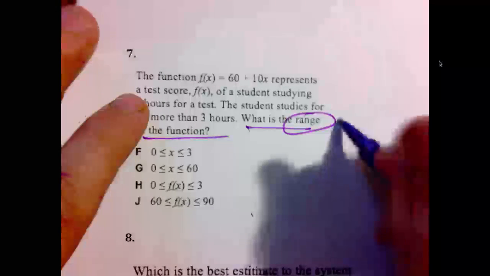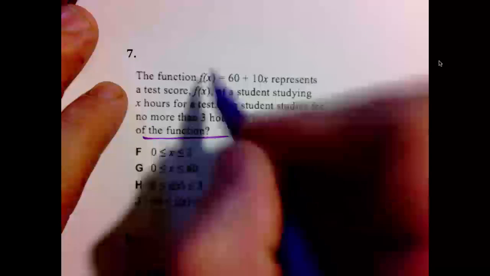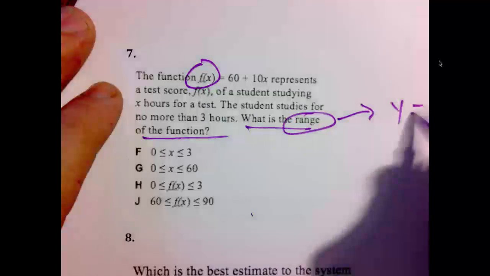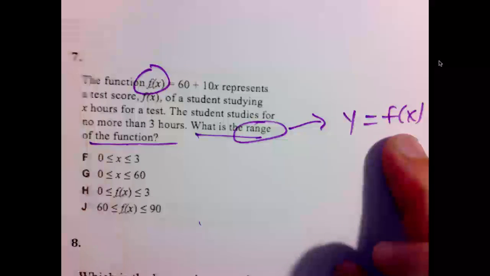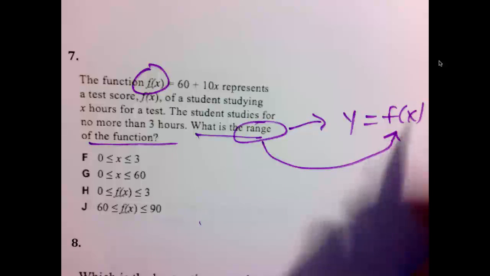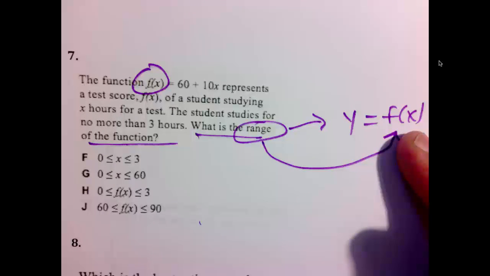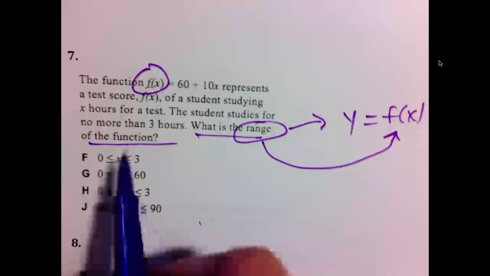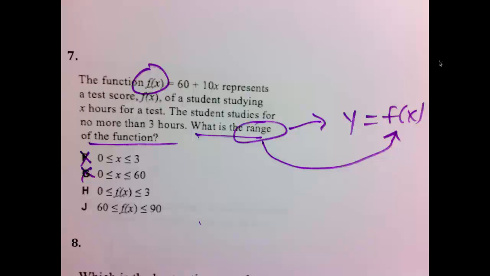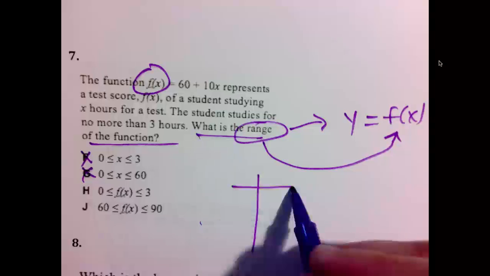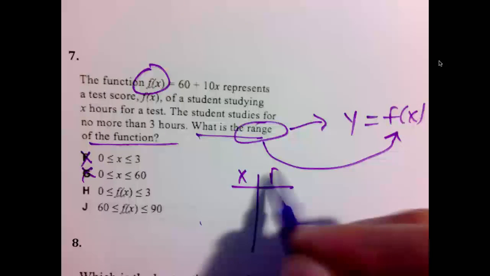Number 7. Get to the question sentence. What is the range? Well, range is the y. In this case, instead of y, we have used f of x. So, we're looking for the f of x. The range is the set of possible outputs. In this case, the output we're denoting with f of x. Definitely not f and g. Okay. So now we just need to consider what this situation is going to look like. Here's my x and here's my f of x.